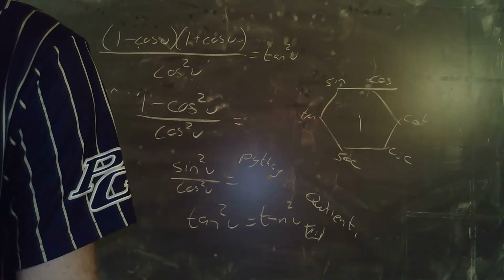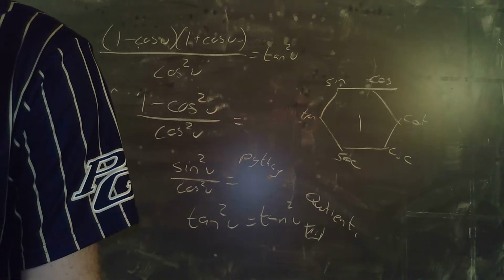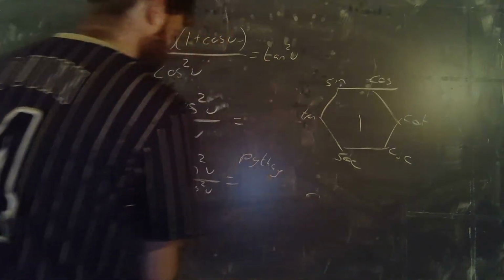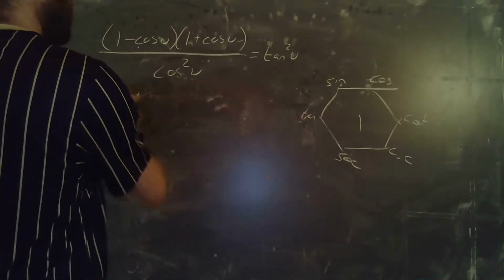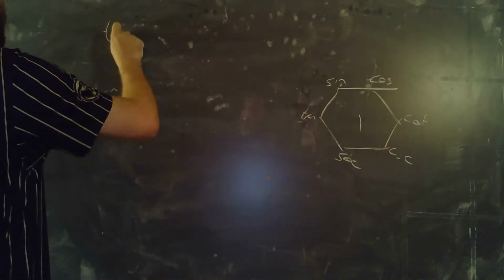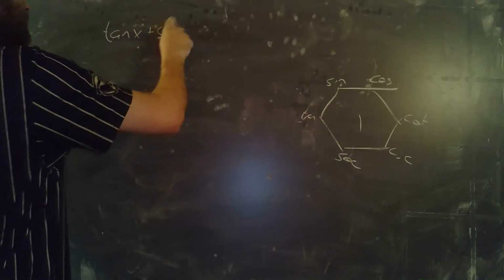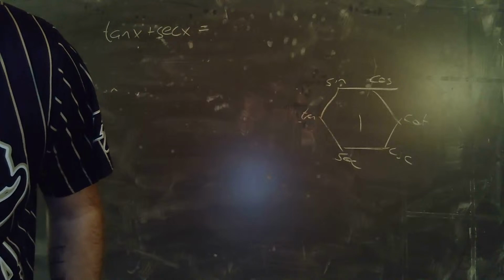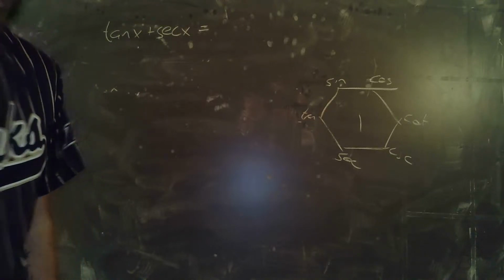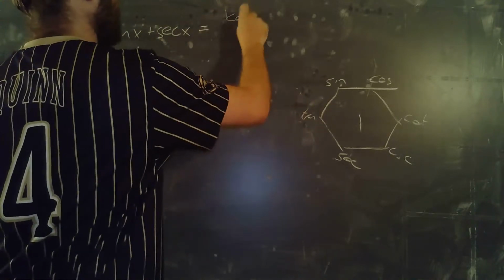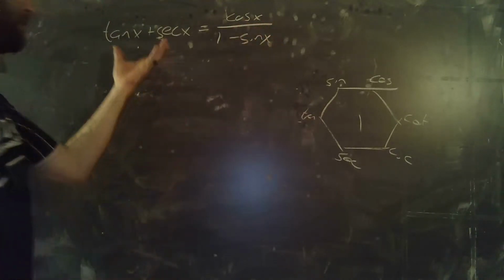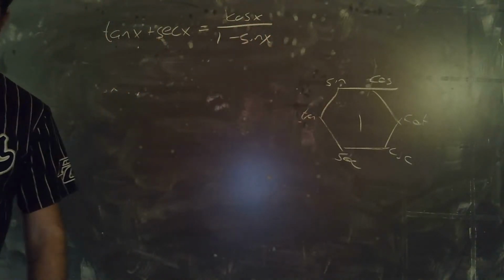Let's do tangent plus secant is cosine over 1 minus sine. Okay, so this one's a funny one. We're going to have tangent of x plus secant of x is, let me check and make sure I'm not writing the wrong thing down here, cosine over 1 minus sine. And again, I'm going to be working with the left-hand side here.